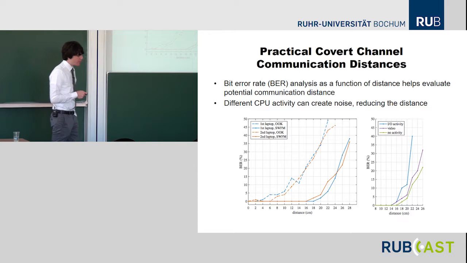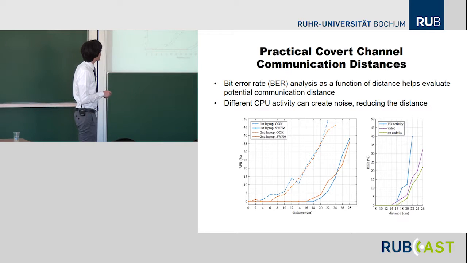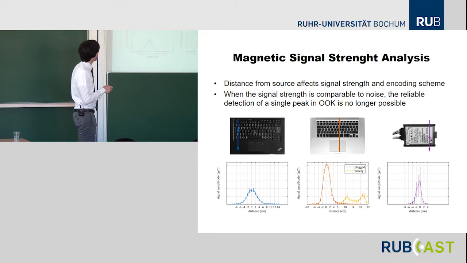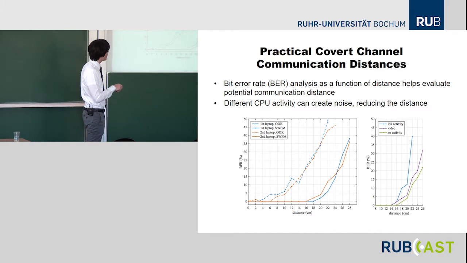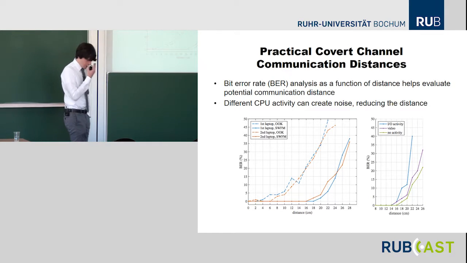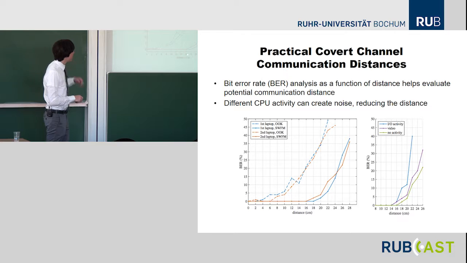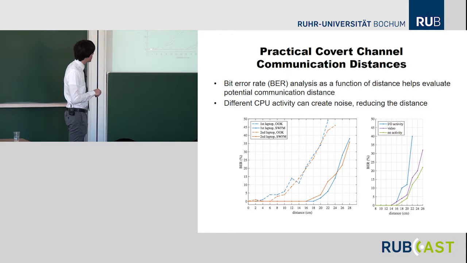And so to almost wrap up, to analyze which scheme is most effective, we looked at the error rates in transmitting information using our protocol. And there are two laptops, so these would be the Lenovo and the MacBook. And then the dotted line shows the on-off keying, and the solid line is the square wave frequency modulation scheme. And you can see that as the distance increases, this is zero, this is about 10, this is about 20 centimeters, the bit error rate starts increasing.